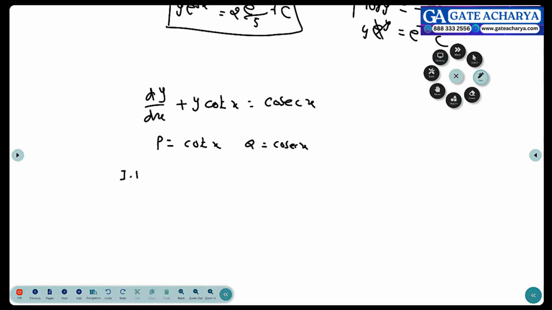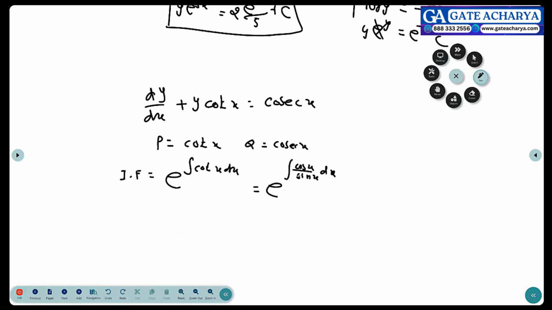Okay. Integrating factor is e power integral p dx, so cot x into dx. What is the integral of cot x? Check it. E power integral. How can you write this cot x? Cot x is cos x by sin x into dx. What is the integral of cos x by sin x? What is the derivative of sin x? The derivative of sin x is cos x. If it is in the numerator, then the integral value is log of sin x.